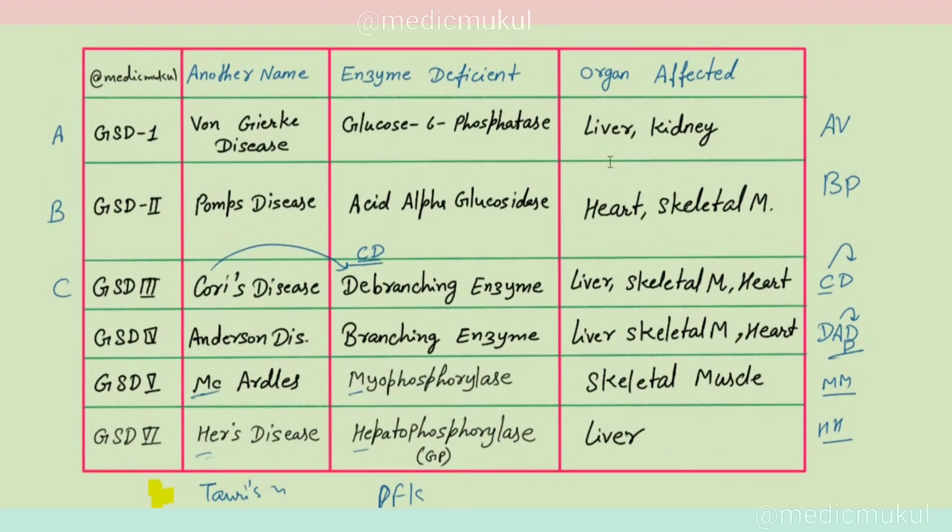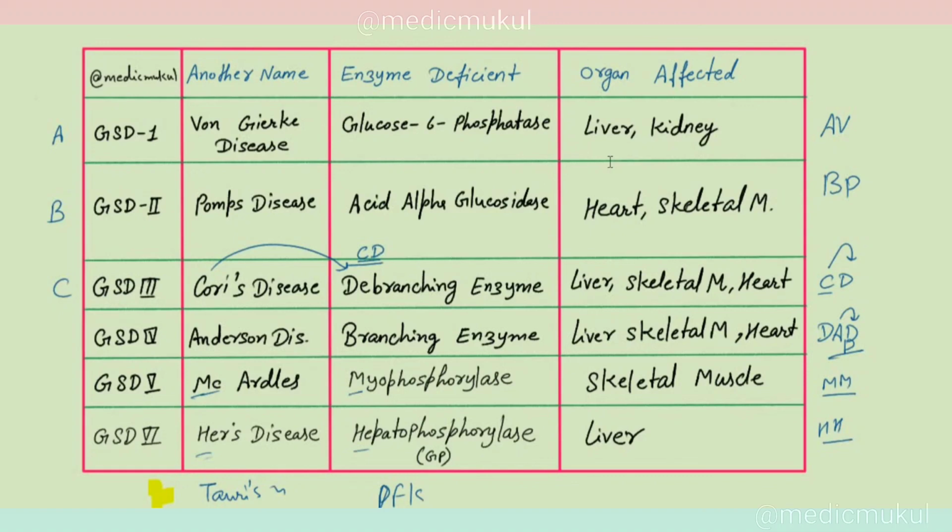So let's repeat with me. Let's start. GSD1, Von Gierke disease, glucose 6-phosphatase deficiency, liver and kidney affected. GSD2, Pompe disease, acid alpha glucosidase deficiency, heart and skeletal muscles affected. Let's remove the organs affected and just concentrate on the enzyme and the name. GSD3, Cori's disease, debranching enzyme deficiency. Andersen disease, branching enzyme deficiency.